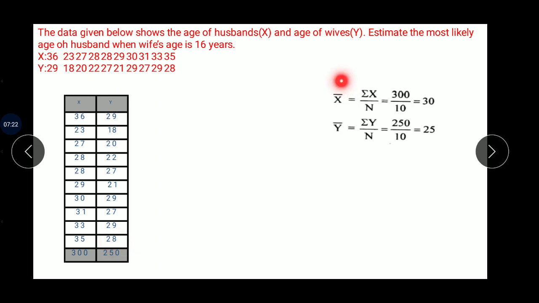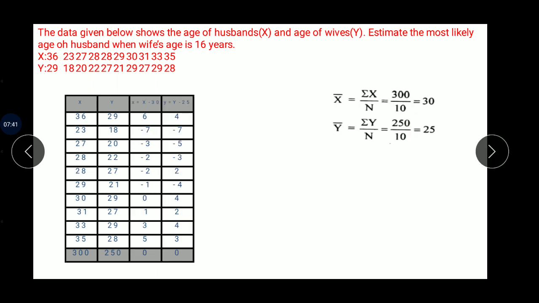So we'll calculate the mean here. Mean is the sum of the observations upon the total number of observations. Total number of observations is 10. So 300 divided by 10 is 30. So mean is 30 for the x series. Similarly for the y series the mean is 25. So now we'll take deviations from x and deviations from y. Here we have calculated small x and small y, which are deviations from x bar and deviations from y bar.